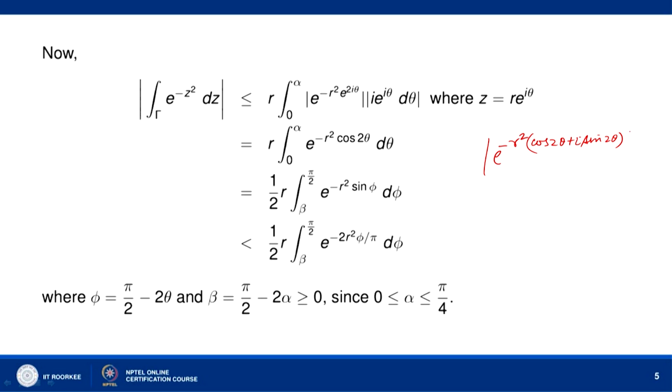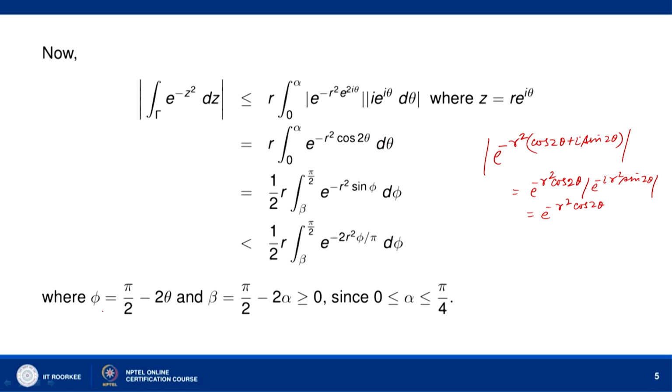So, mod of this is equal to e to the power minus r square cos 2 theta, because mod of e to the power minus i r square sin 2 theta is equal to 1. So, this is e to the power minus r square cos 2 theta, and then mod of i and mod of e to the power i theta is 1. So, we get this.